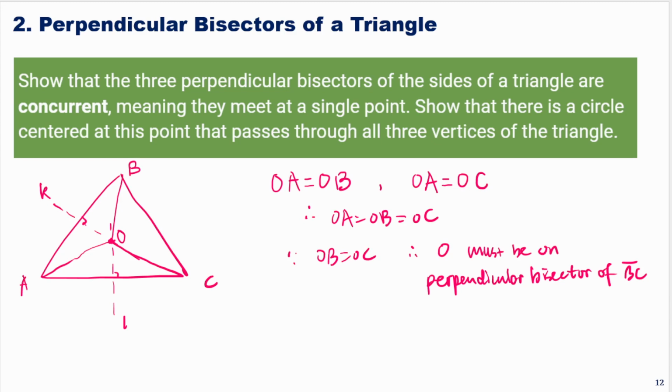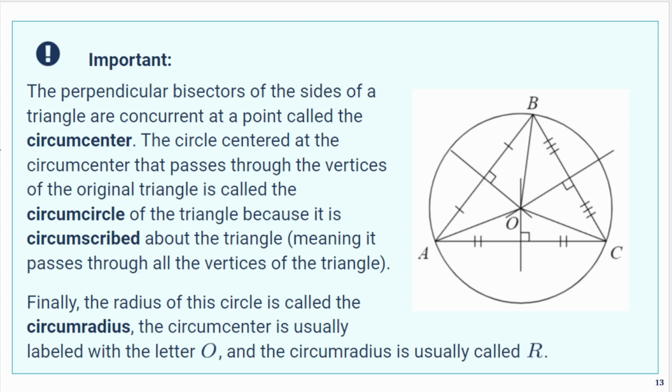Also, seeing that OA equals OB equals OC, we note that if you draw a circle with center O and radius OA, the circle will pass through B and C as well, right? Because A, B, and C are equidistant to point O. And the point O and the circle described in this problem are so helpful in geometry problems that they have their own names. So let's put this in a summary.